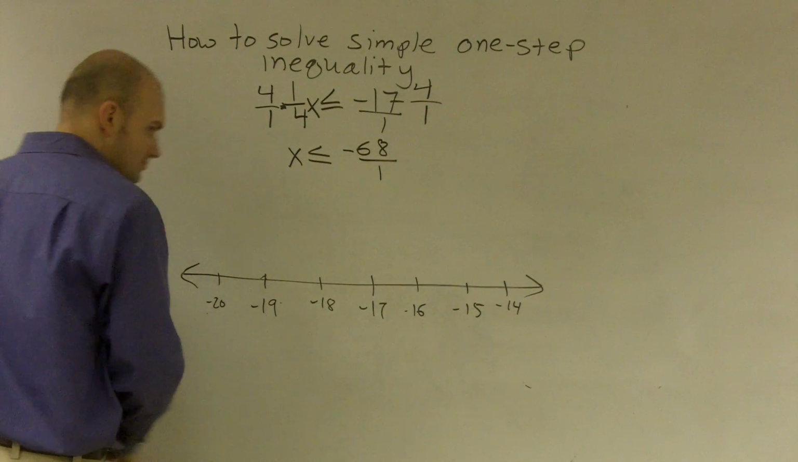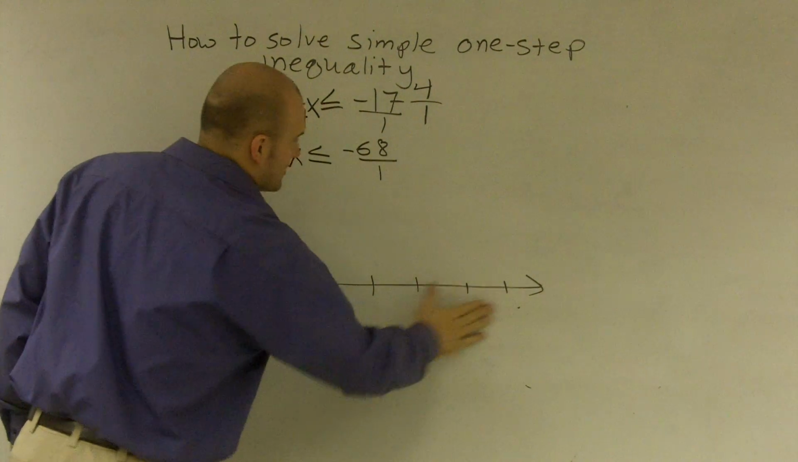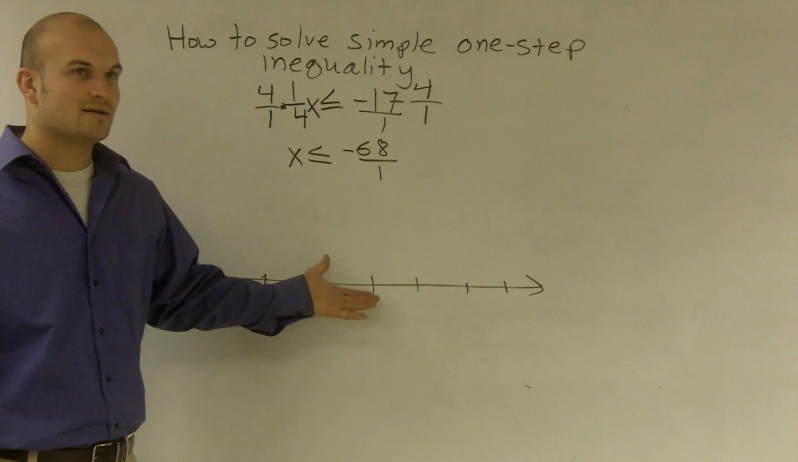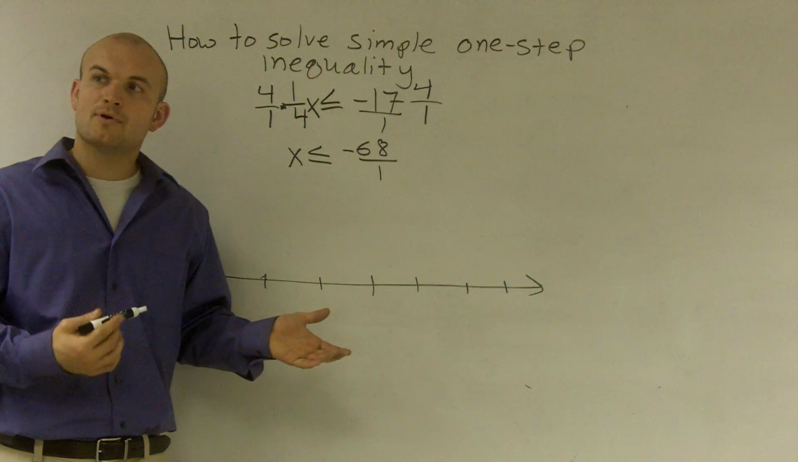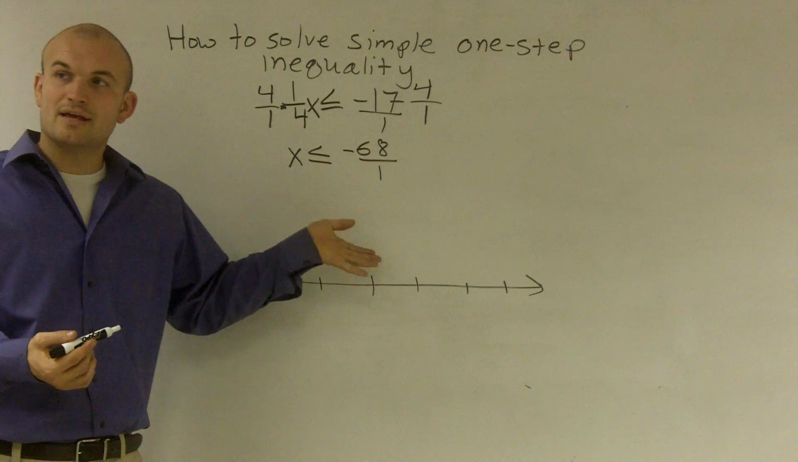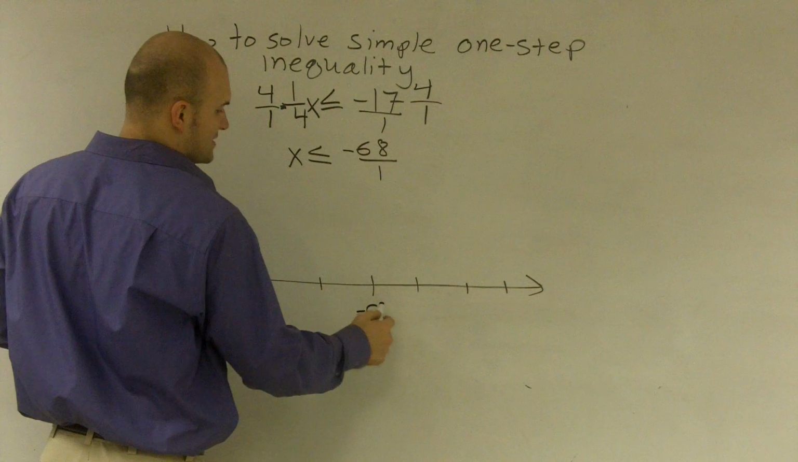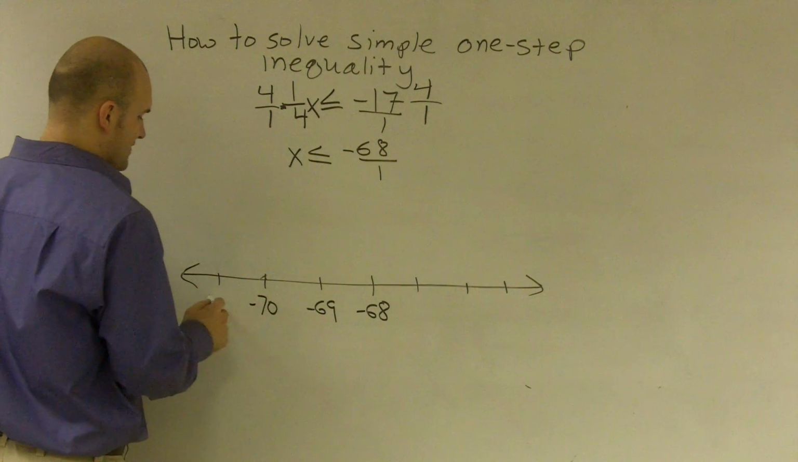Obviously my scale was for a different problem. So if I'm going to rewrite my scale on a number line, the main important thing you want to have is that your scaling is correct. So if I'm going to make my point, let's say this will be negative 68. I'll just do negative 69, 70.